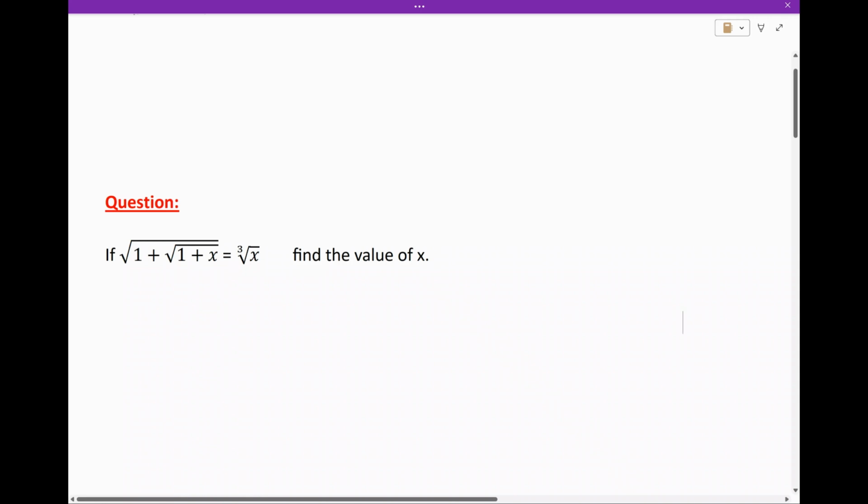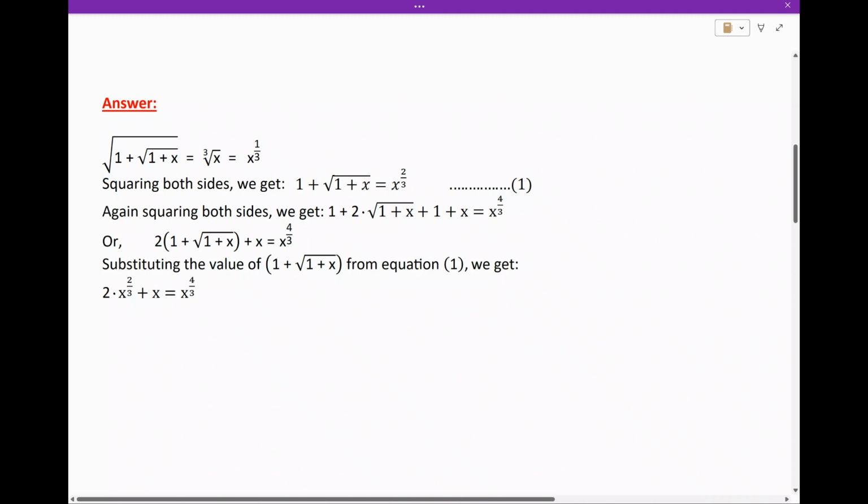If square root of 1 plus square root of 1 plus x is equal to the cube root of x, then find the value of x. Again, square root of 1 plus square root of 1 plus x is equal to cube root of x, and that is x to the power 1 by 3.